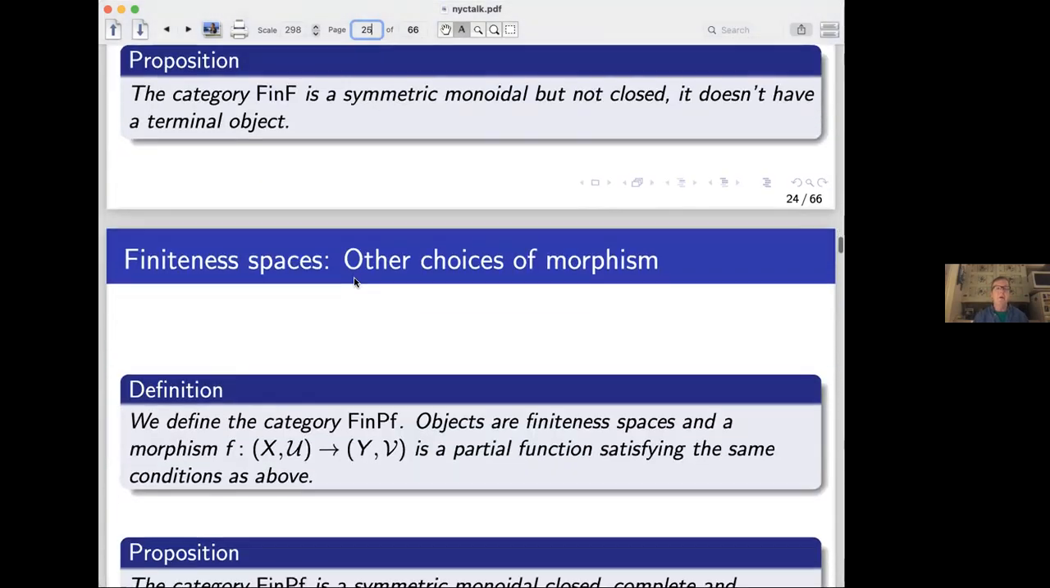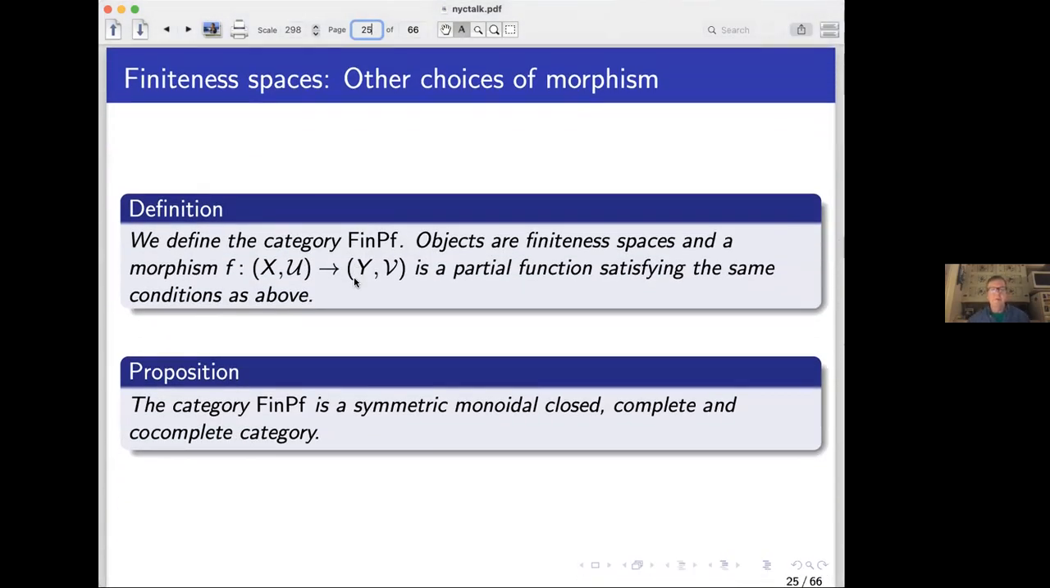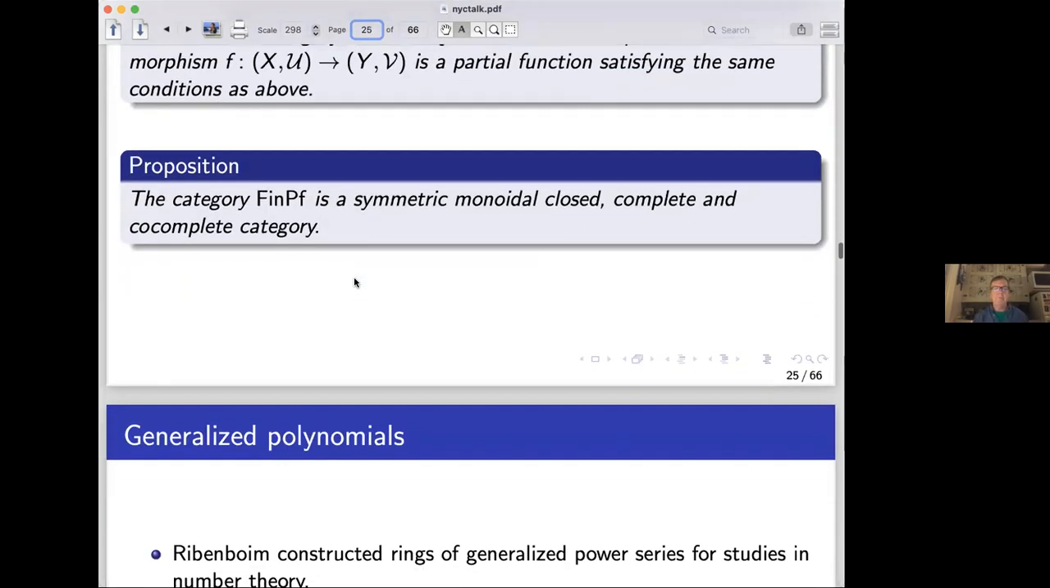It turns out that the right choice is partial functions. So our category is going to consist of finiteness spaces as objects, and a morphism will be a partial function from X to Y, which satisfies those same conditions that I mentioned on a previous slide. And the result of that is a category which is symmetric monoidal, closed, complete, and cocomplete. So this is the category we want to work in.